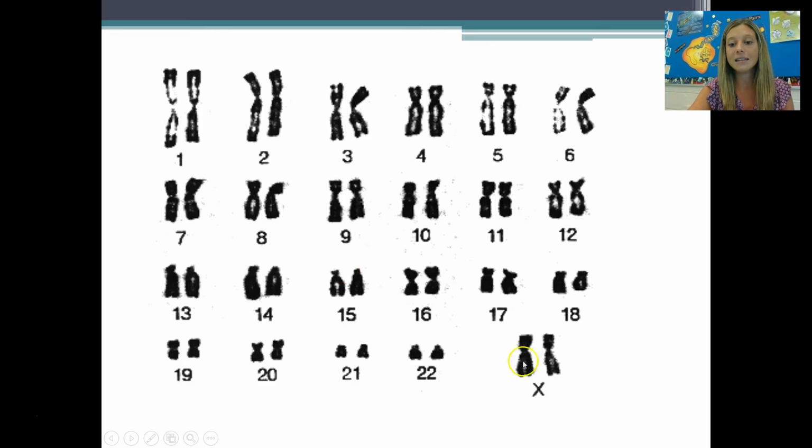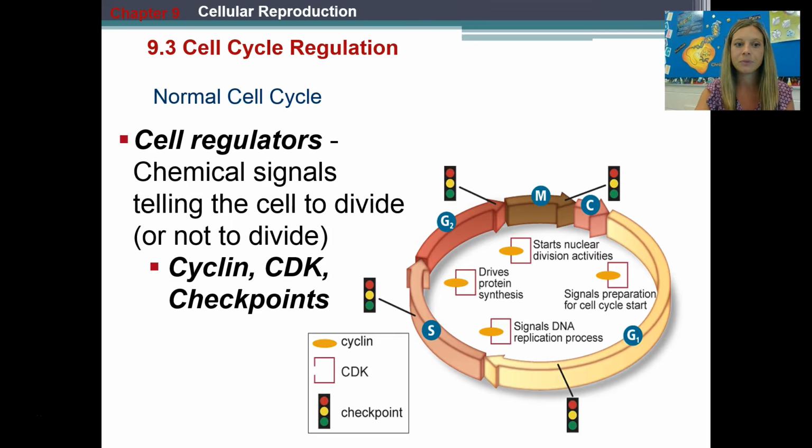So you can learn a lot about a person by looking at their karyotype. For example, this would be the karyotype of a female because you have two X chromosomes, and you can see that this is 23 pairs of chromosomes. It's normal. By looking at a karyotype of someone, you can tell if they have certain genetic disorders. For example, if they have three 13s, then you would call that trisomy 13. Okay, that's a genetic disorder. So this is a karyotype, a map of someone's chromosomes.